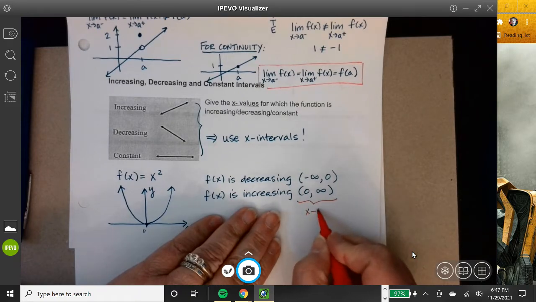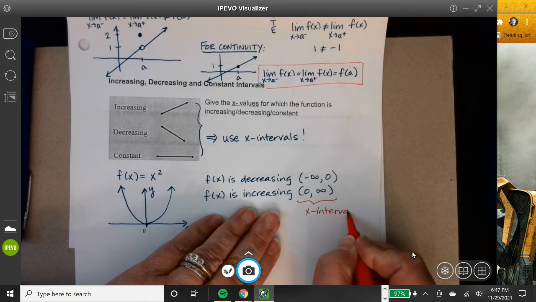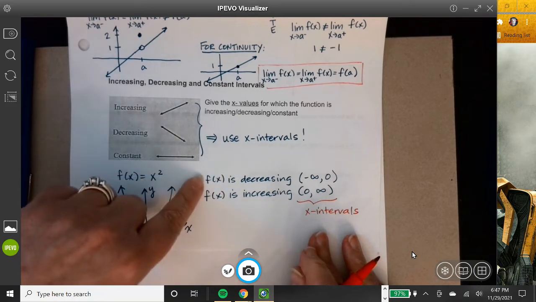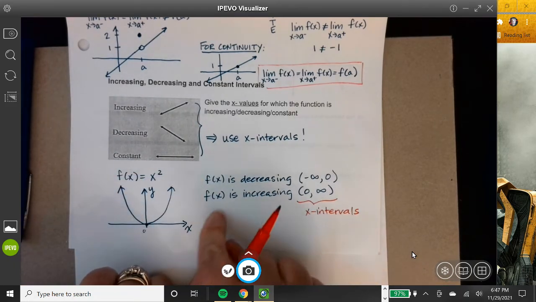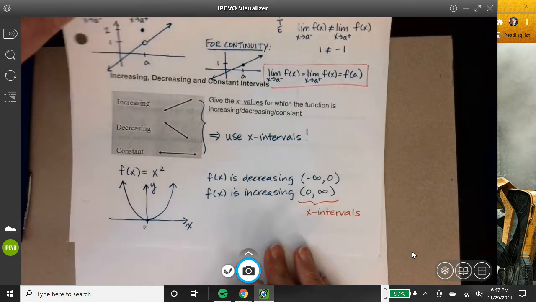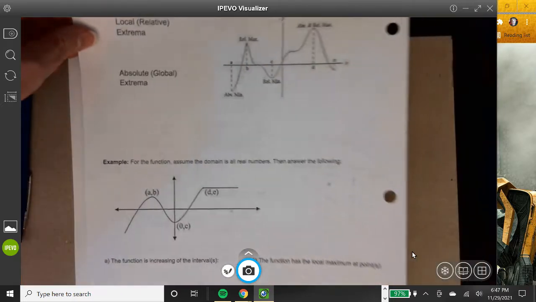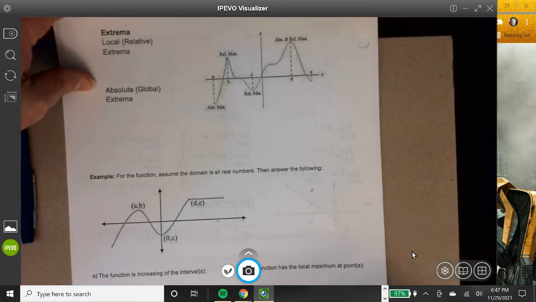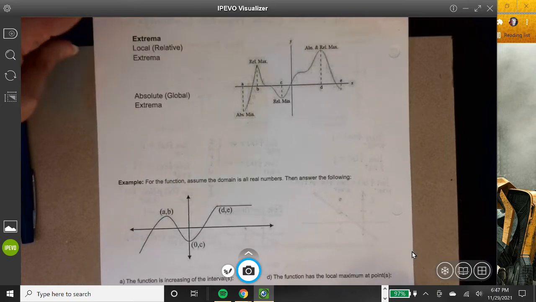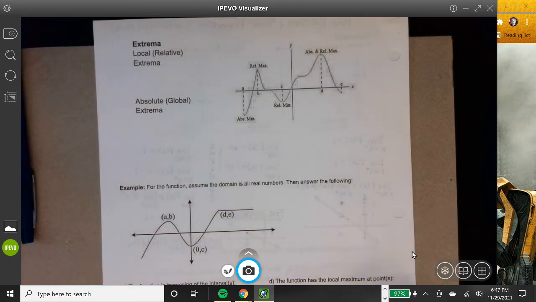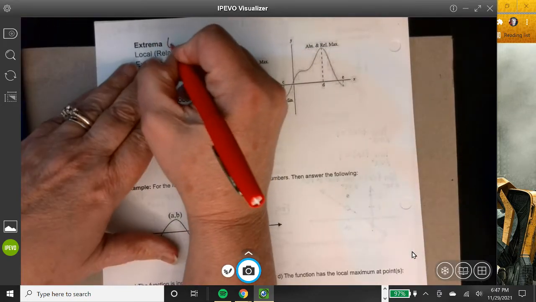We're remembering that these are x intervals. Why? Because I'm telling you what y is doing, right? And those are the x intervals where this is happening. All right, that's a bit of a review, I hope. The next part is extrema. Now, extrema is a fancy word of saying maxes or mins.